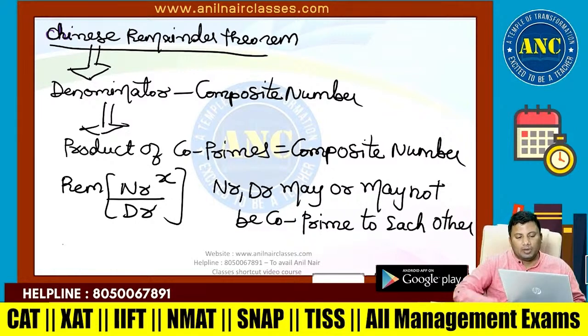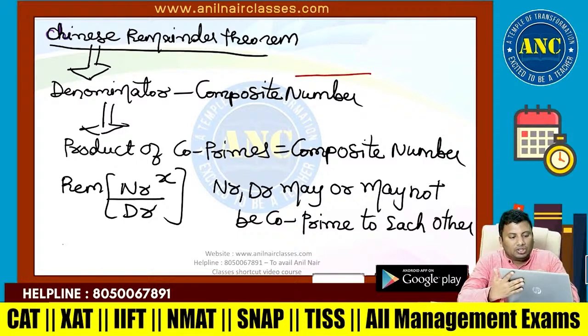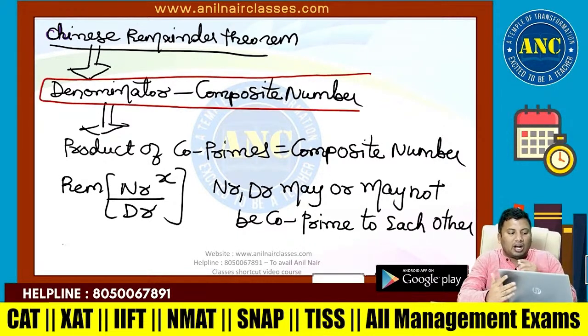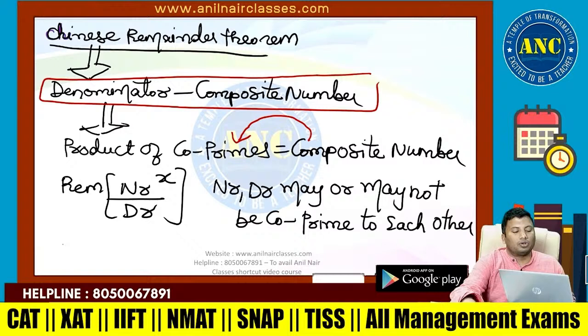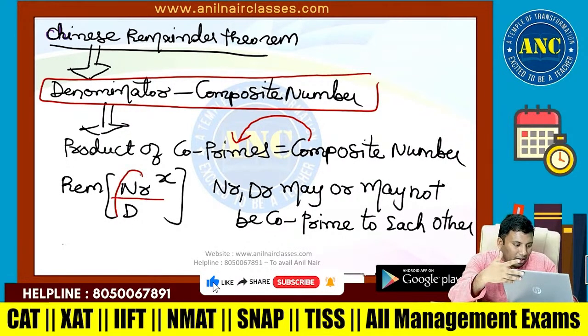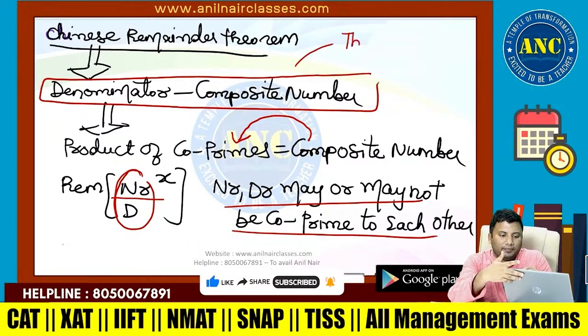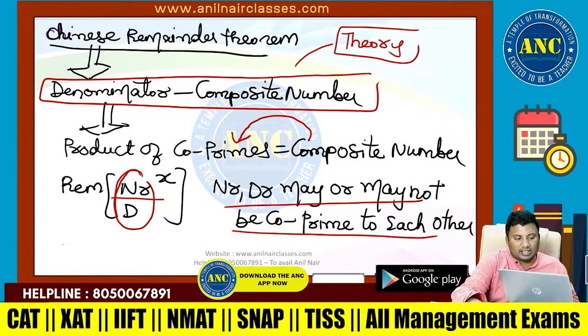Chinese remainder theorem. When is it used? It is used when the denominator is a composite number. What we have to do with this composite number? We have to write it down as a product of coprimes. Here numerator and denominator may or may not be coprime to each other. This is the theory; then practice problems and exercise problems.